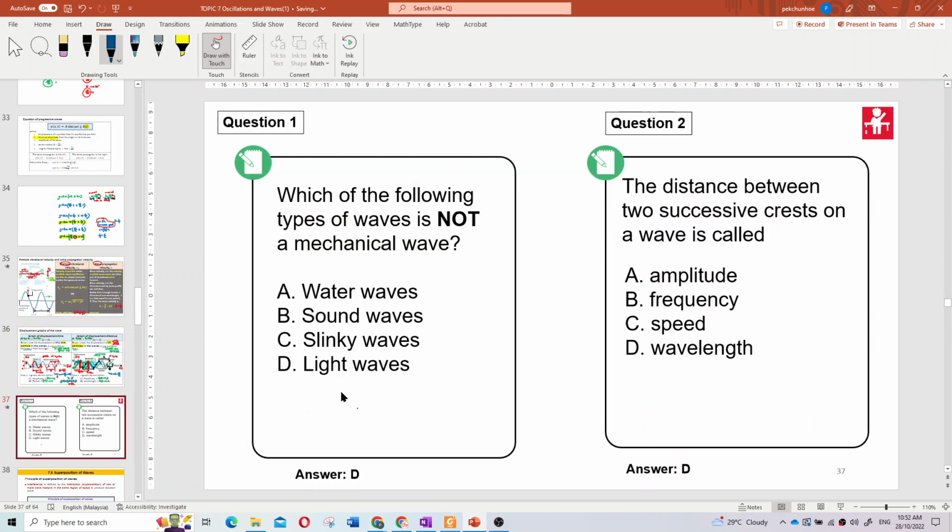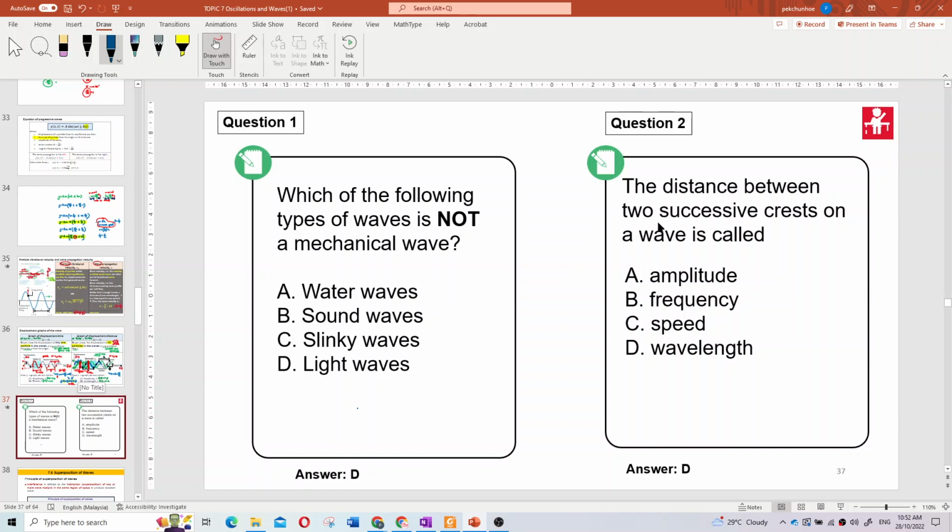A light wave is how the electric field and magnetic field interact with each other. So it's not about oscillation of many particles. So it's not a mechanical wave. We are focusing on mechanical waves, with many particles, a medium. So the water wave, sound wave, slinky. Light is not. Okay, answer is D.